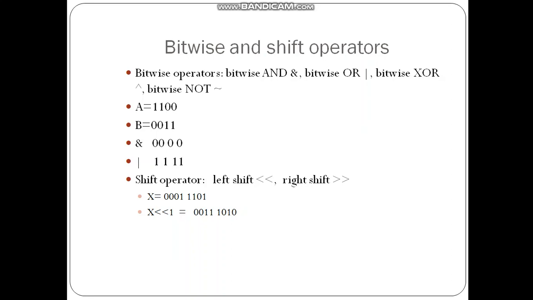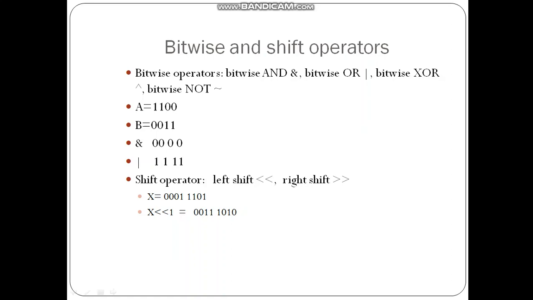All of you already know what the logical gates are. The truth table for AND is what? 0 and 0 is 0, 0 and 1 is 0, 1 and 0 is 0, and 1 and 1 is 1. So all of us already know the truth tables. Based on the truth tables we will do the bitwise operations.